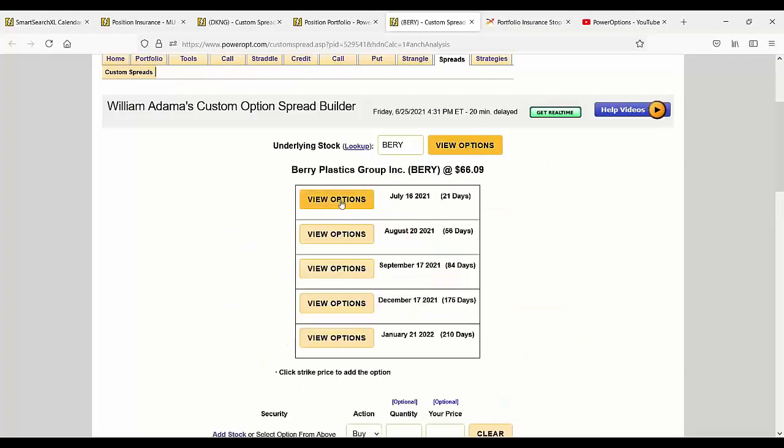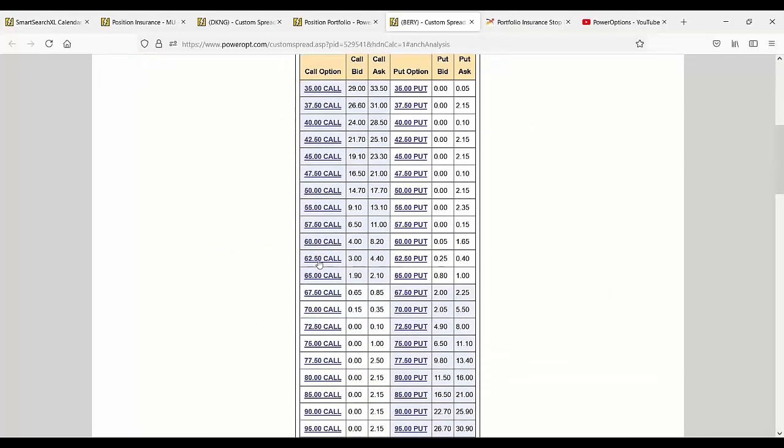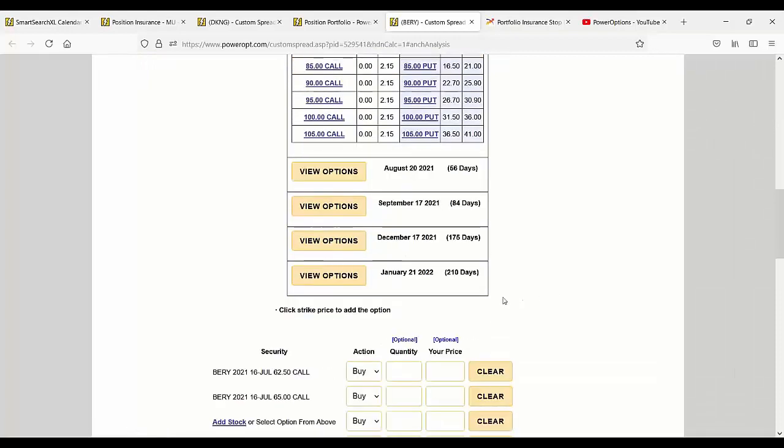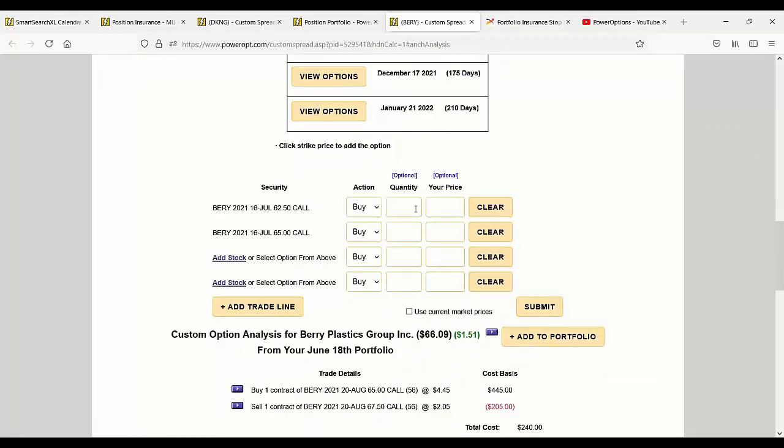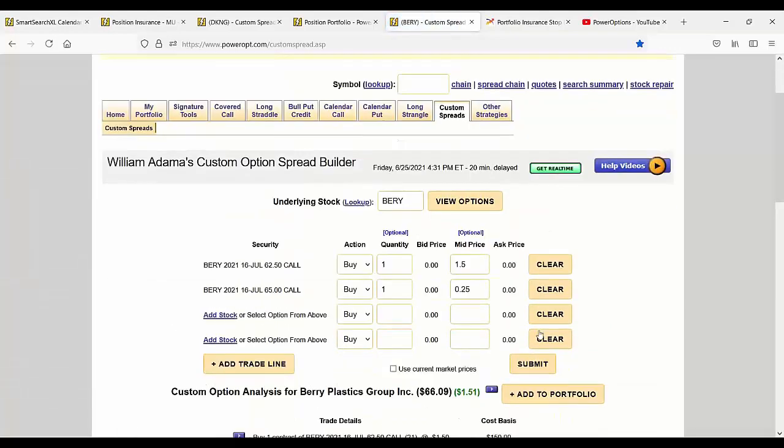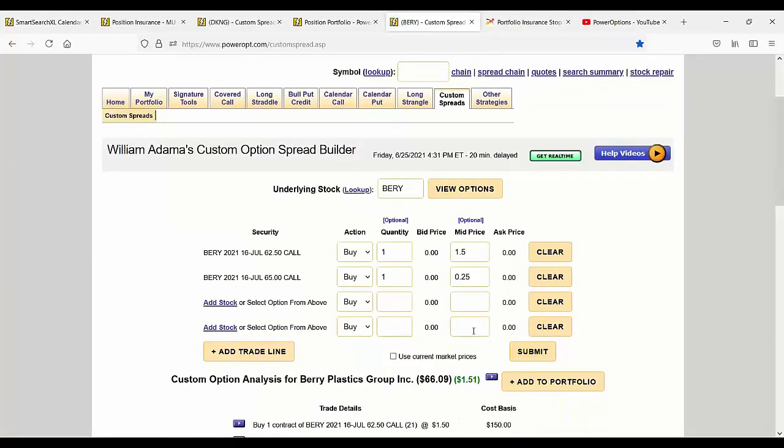So sticking with Barry, let's go back and keep that 62.50, 65. I'm going to go back to the original position where we bought this for 150 and we sold this for 25. All right, now I can do it manually here. Let's say I wanted to go out to September now. I want to see if I can get more premium rolling this position out to December.